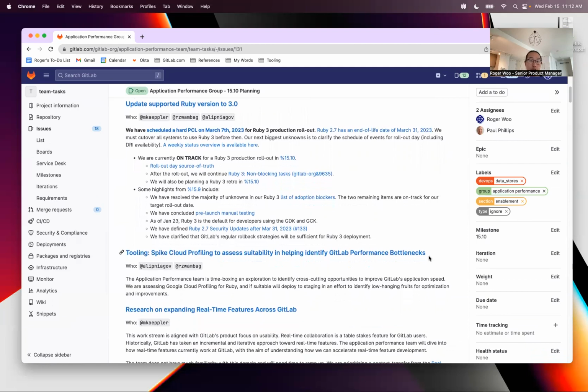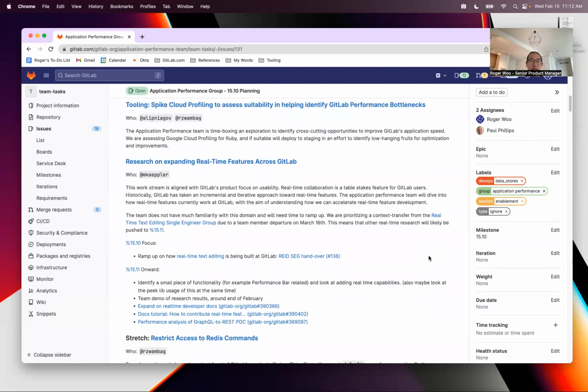First up, Ruby version 3.0. We are currently on track for a Ruby 3 production rollout in 15.10. We have scheduled a hard production changelog on March 7th, 2023 for the SaaS cutover. This means that after March 7th, and indeed after 15.10 is released, we expect all self-managed users 15.10 onwards to be running in Ruby 3, barring any unforeseen requests.